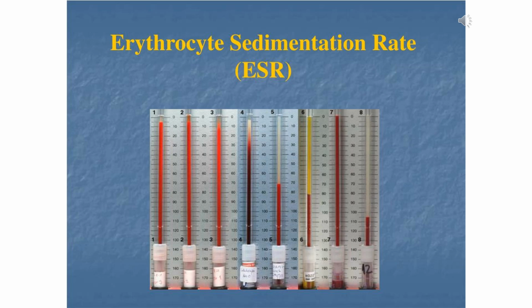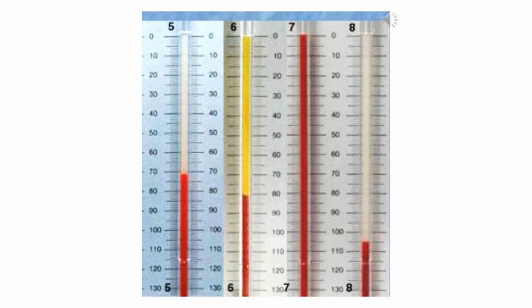Let's focus on the last 4 tubes in this slide. Here is the final result after 1 hour. If you look at patient 5, you would record this ESR as 71 or 72. If you look at patient 6, you would record the ESR as 80. Patient 7 has an ESR of 0, while patient 8 has an ESR of 105.